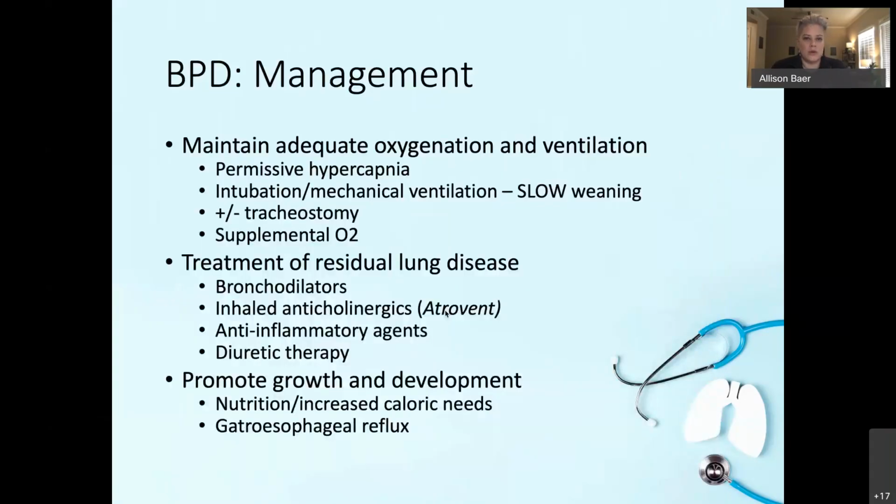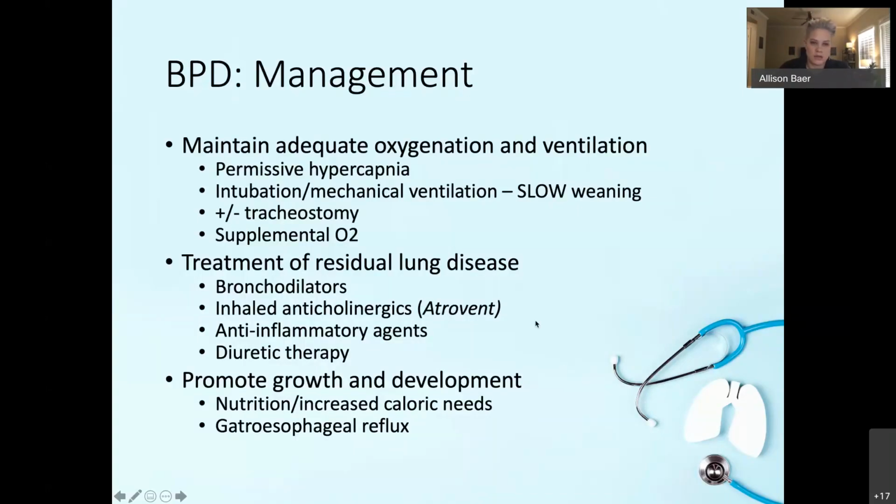So management, you're going to want to maintain their oxygen and ventilation. Again, they have some kind of O2 requirement, so they're going to be on some kind of supplemental O2. But they may or may not have a trach. It just depends how bad it is. Sometimes they just need the cannula, but sometimes they might need a trach and some kind of long-term positive pressure ventilation. You're going to let them be a little higher on their CO2s because, again, that's what they're used to. And then just treating their residual lung disease.